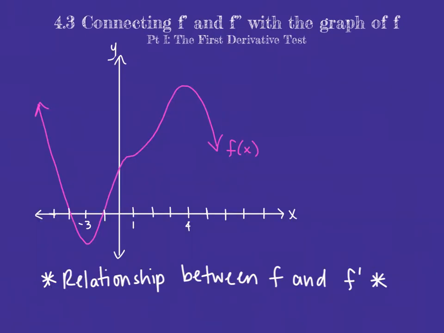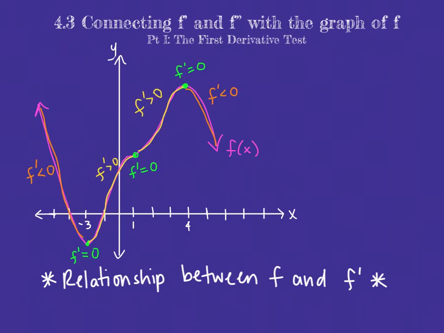Before we delve more into the first derivative test, it is important that we recall the relationship between a function and its first derivative, f and f prime. The main idea behind this relationship is that when a function is increasing, that means that the first derivative is positive. When a function is decreasing, that means that f prime is negative. When a function is neither increasing nor decreasing, that means that f prime equals 0.